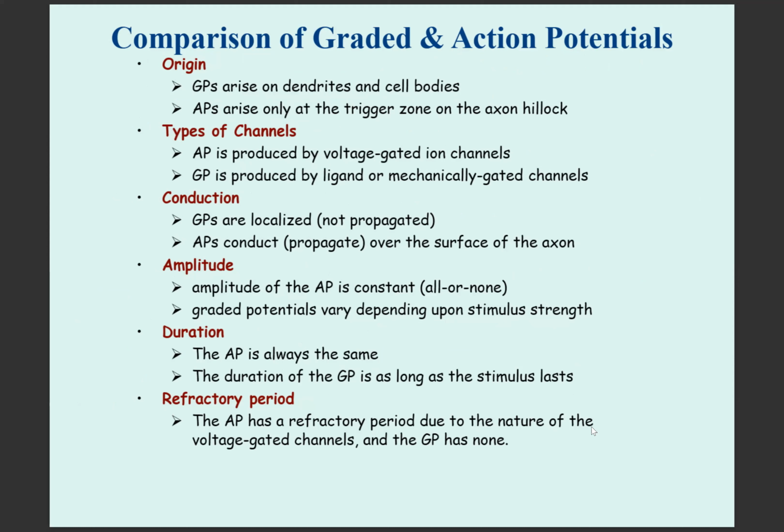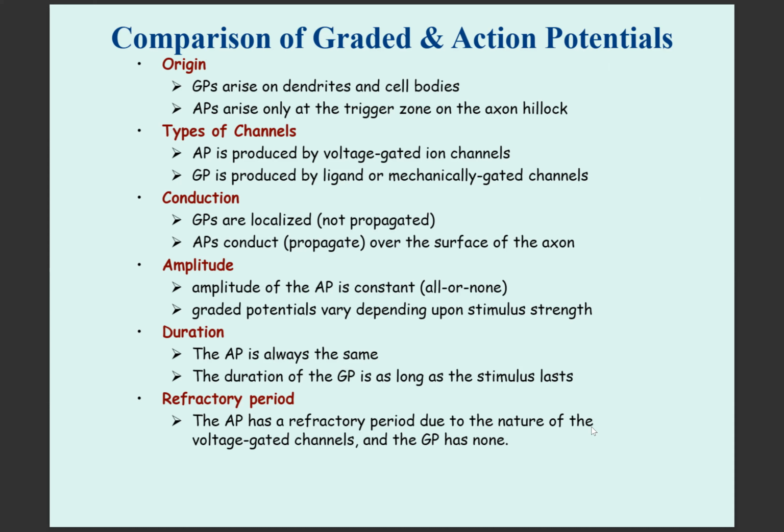So we want to see a comparison between graded and action potentials. Graded potentials we see around the dendrites and the cell bodies, and action potentials are only at the trigger zone of the axon hillock. And then action potential is produced by voltage-gated ion channels, whilst GP is produced by ligand or mechanical gated channels.